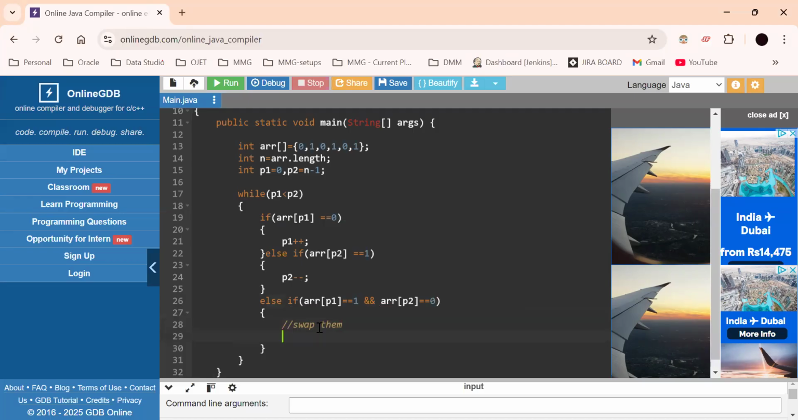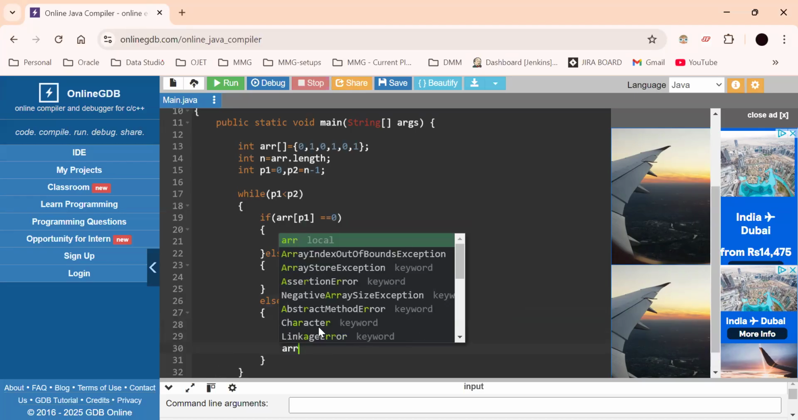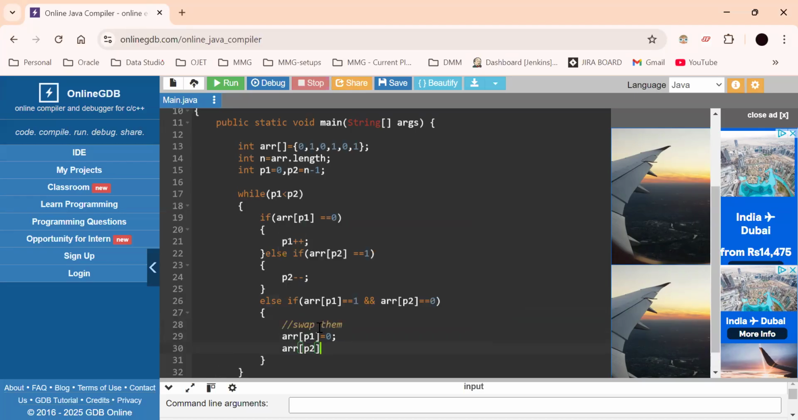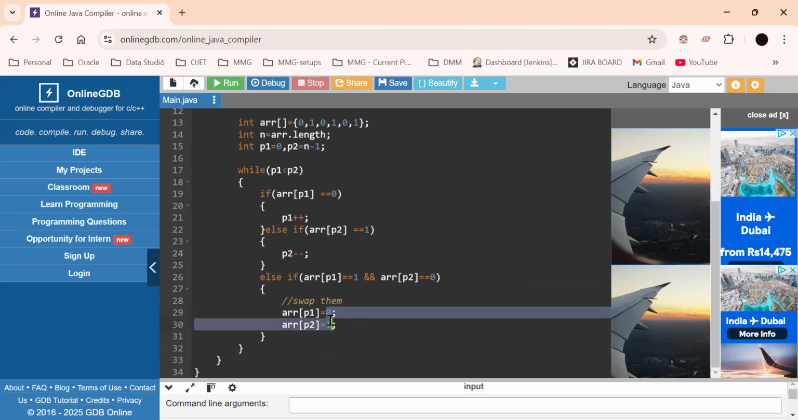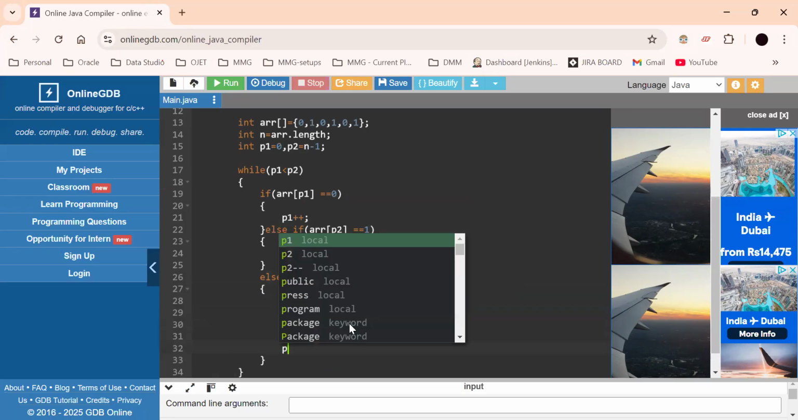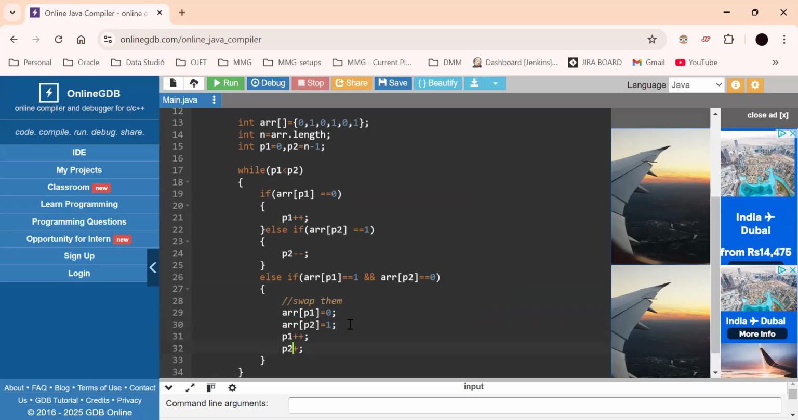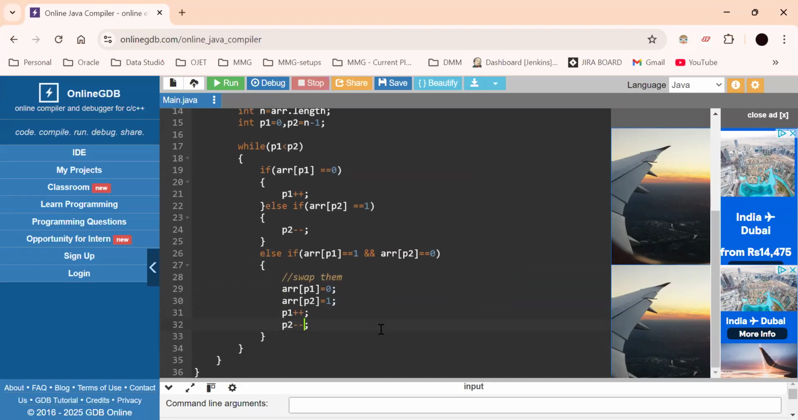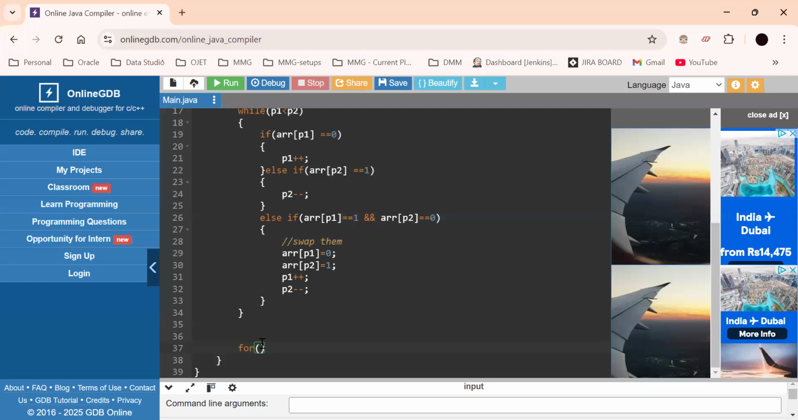Obviously, we only have 0s and 1s. So what I'll do: array of P1 equals 0, array of P2 equals 1. This is a simple swap, guys, because we only have two values. And after that, P1 will be plus plus, P2 will be minus minus. That's all. Now, after the entire while loop, let me print this array.